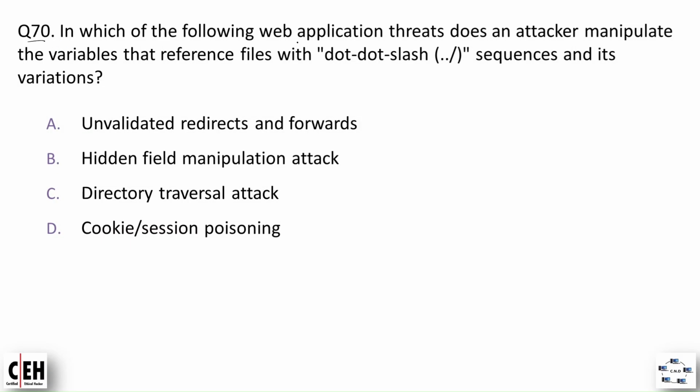Question number 70. In which of the following web application threats does an attacker manipulate the variables that reference files with ../ sequences and its variations? Option A, unvalidated redirects and forwards. Option B, hidden field manipulation attack. Option C, directory traversal attack. And option D, cookie session poisoning. And the correct option is option C, directory traversal attack.